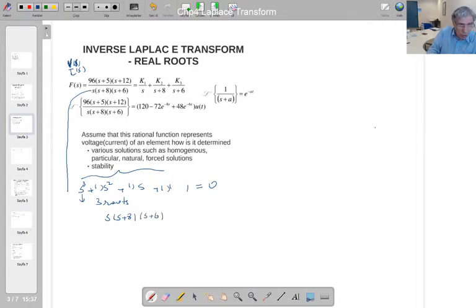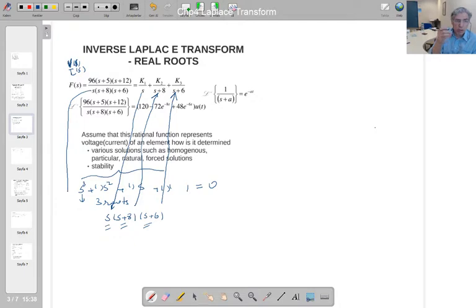So for each root here, there's going to be a fraction. That is the fraction for this root, and for the second root, this fraction. And the third one is that fraction. Now, that is the fractional expansion of this rational function. So how are we going to calculate these k values? The k values have a special name. We call it residue in mathematics.